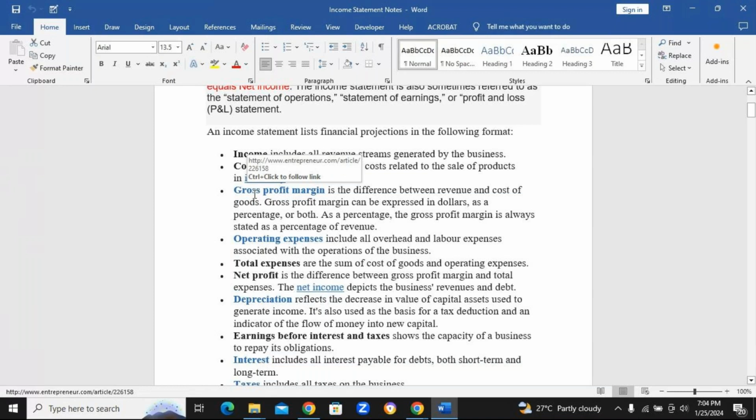Then OPEX, that is operating expenses, or indirect expenses, which can include rent, salary, transportation, legal fees, stationery, etc. So when I subtract total expenses, I get net profit. Then net profit minus depreciation, if I have any assets, the depreciation happening on those assets, gives me EBIT, that is earnings before interest and tax.